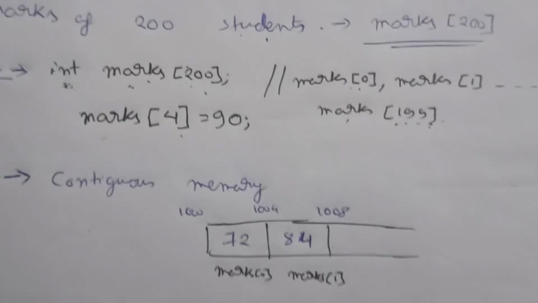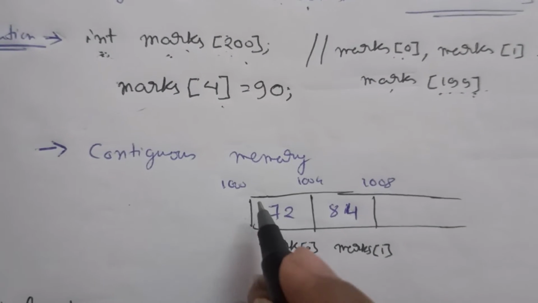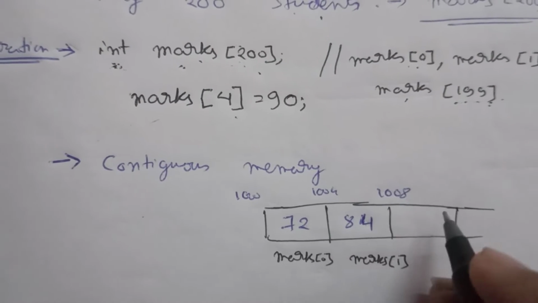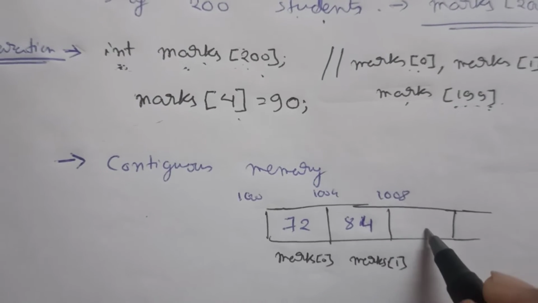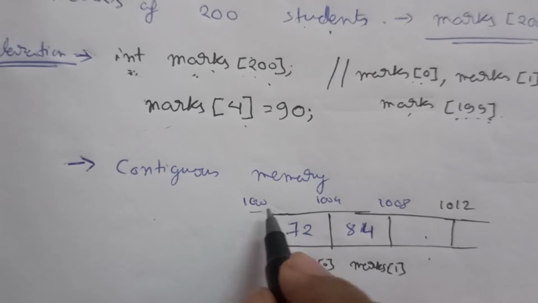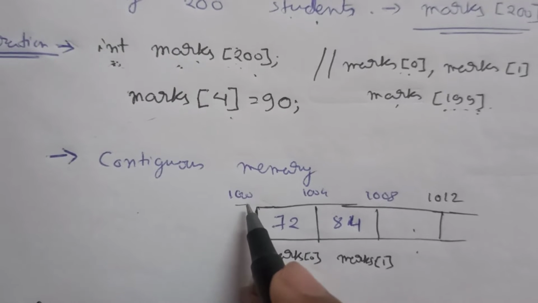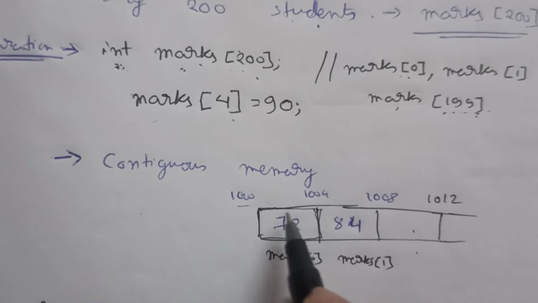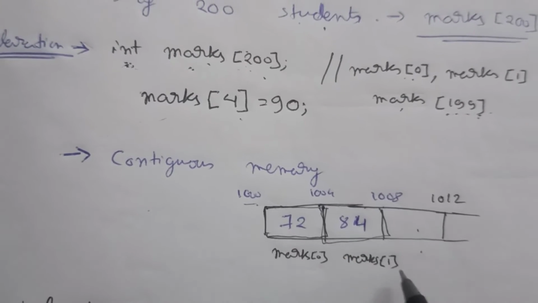Now let's check something else: an array is a contiguous memory allocation. This is our memory, and this is how memory is allocated for an array. This is marks of 0, this is marks of 1, this will be marks of 2. Suppose the memory allocation starts from address 1000, and as we know int is of size 4, so marks of 0 has size 4, so it is from 1000 to 1004. That is how memory locations are allocated.